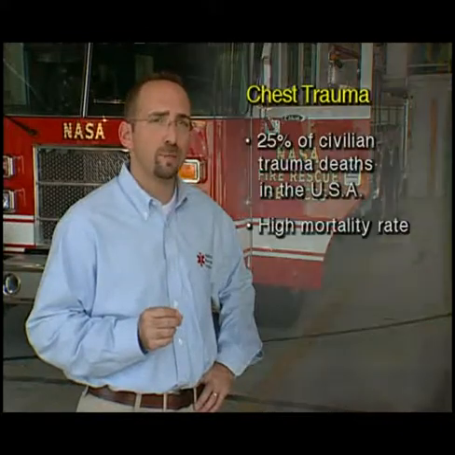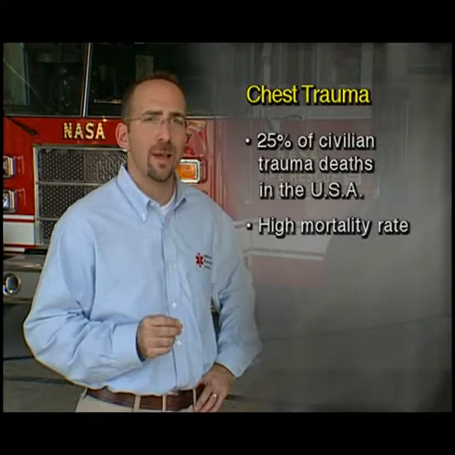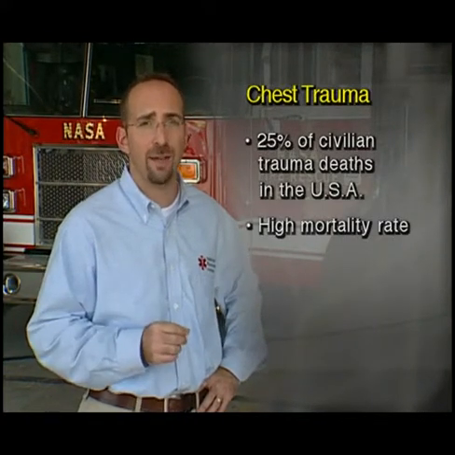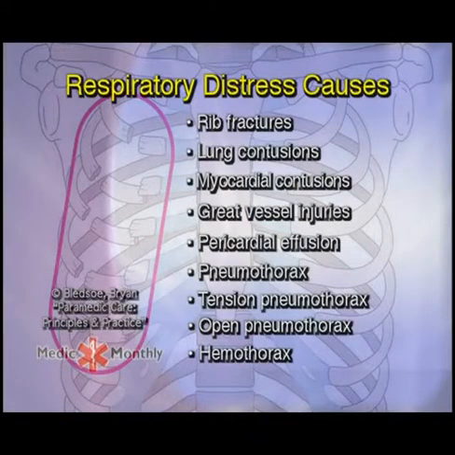Chest trauma is responsible for 25% of civilian trauma deaths in the United States. Patients with chest trauma and severe respiratory distress have a very high mortality rate. Respiratory distress in the blunt chest trauma patient may be caused by multiple rib fractures, lung contusions, myocardial contusions, injury to the great vessels, pericardial effusion, pneumothorax, tension pneumothorax, open pneumothorax, and even hemothorax. Be thorough, be efficient, and be a detective looking for all possible clues.